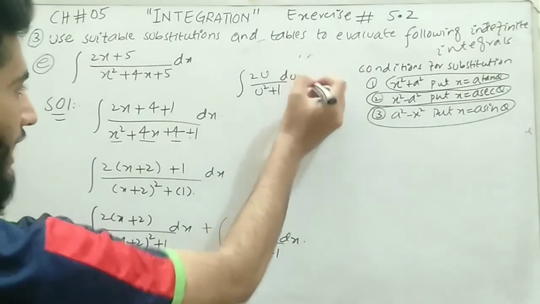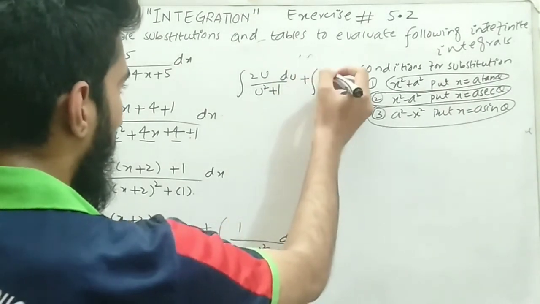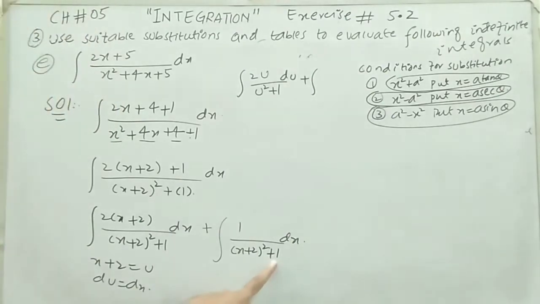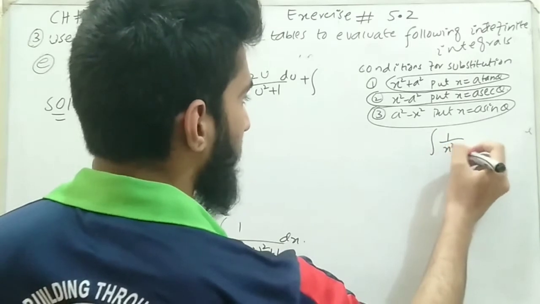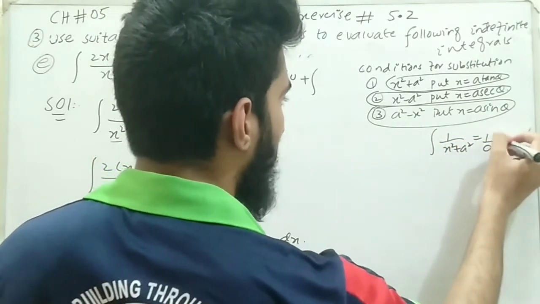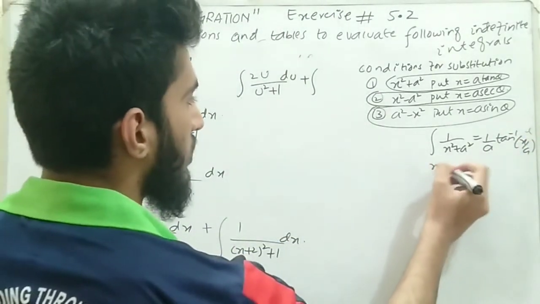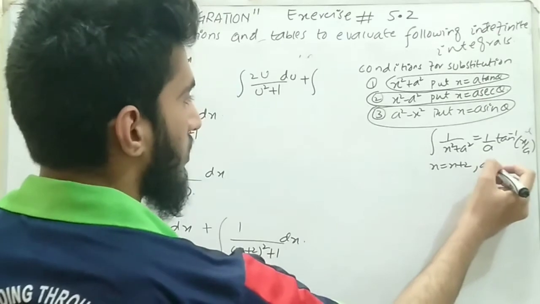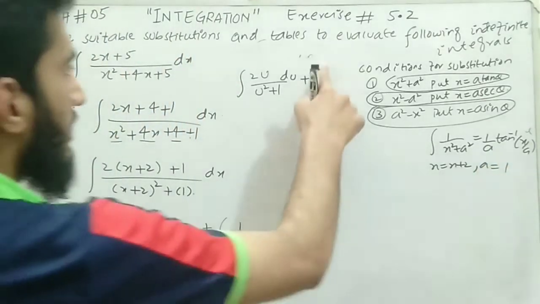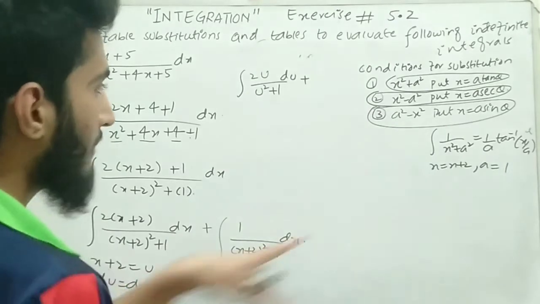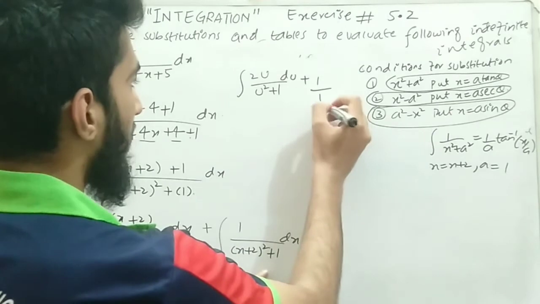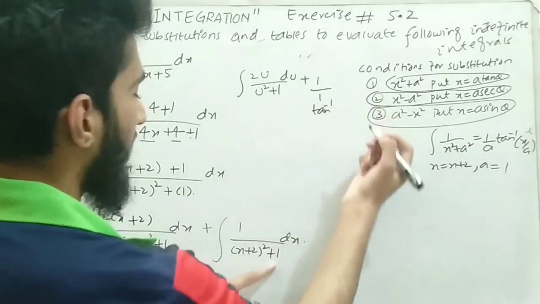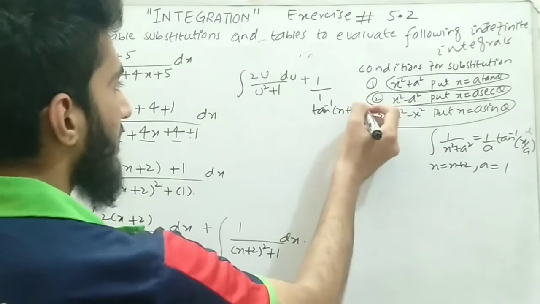And after this we can write plus integral of 1 divided by x plus 2 whole square plus 1 square. So here it is a formula. The formula is integral of 1 over x square plus a square is equal to 1 over a tangent inverse of x divided by a. Here let's suppose this x is equal to x plus 2, and a is equal to 1. So this integral will be using the direct formula. So it becomes 1 over a, which is actually 1, and after this tangent inverse of x plus 2 divided by 1, so it gives us tangent inverse of x plus 2 and plus constant of integration.